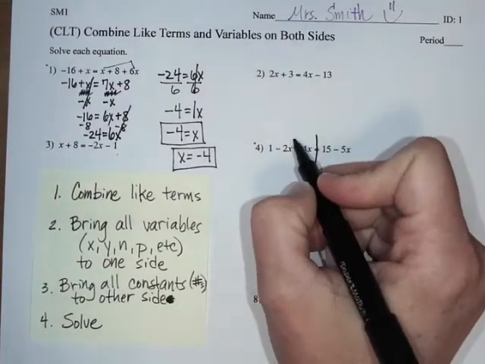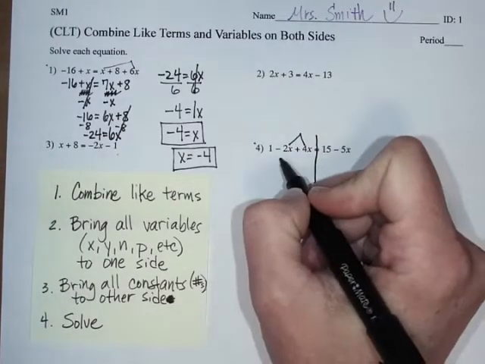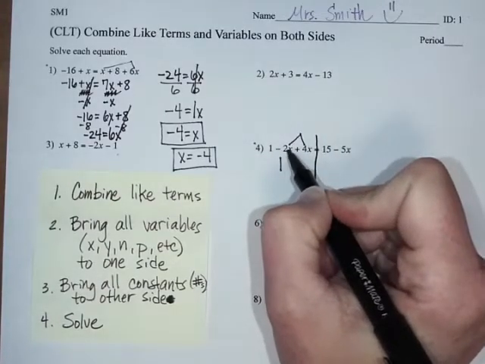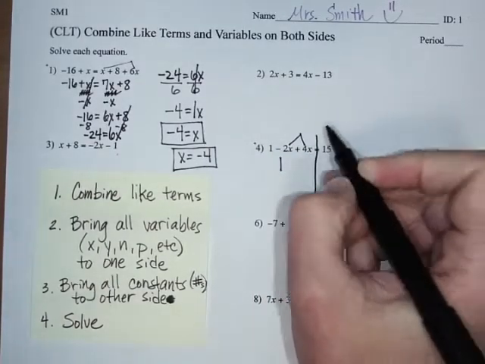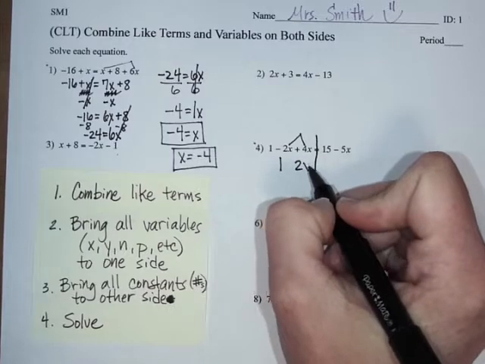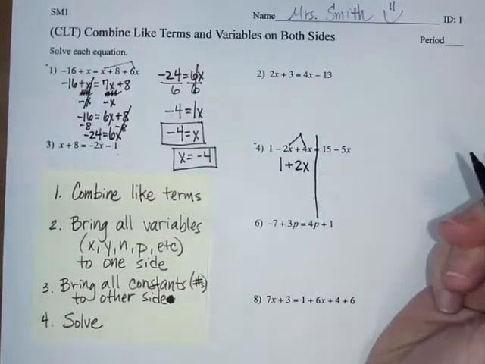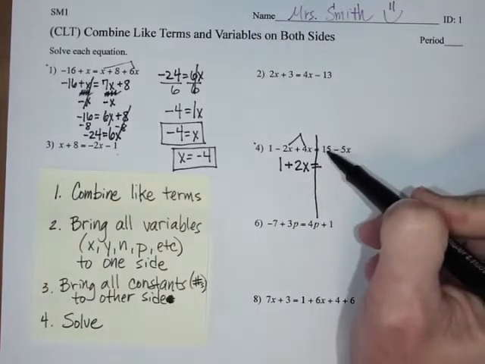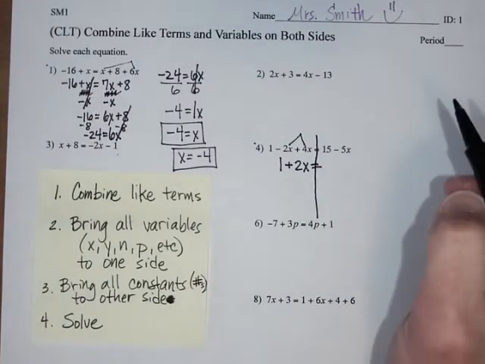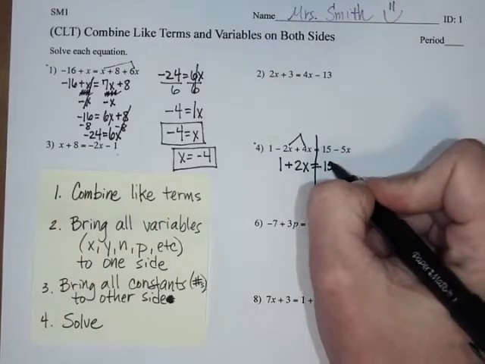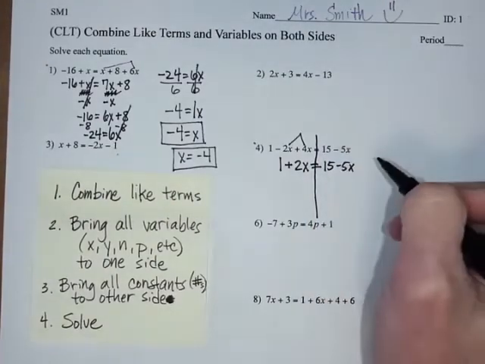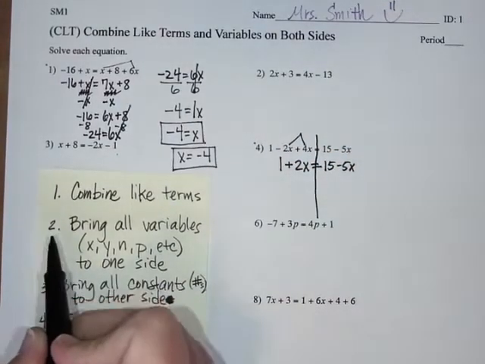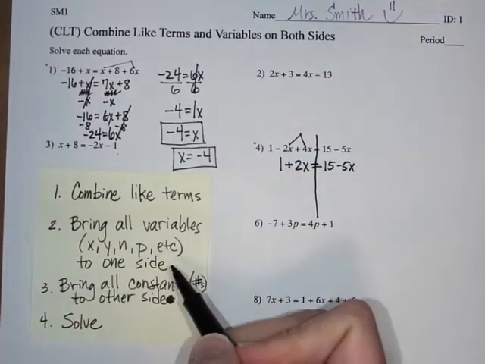Let's combine those. So we're combining these right here. And we'll do 1. I just brought that down. And now negative 2x plus 4x is going to give us 2x, positive 2x. So it's just going to be a plus sign there. And then equals. Do we have any like terms on the right-hand side? 15 minus 5x? No, no like terms. So let's just bring everything down. Okay, we've combined our like terms. Check. Bring all variables. For step number 2, bring all variables to one side.